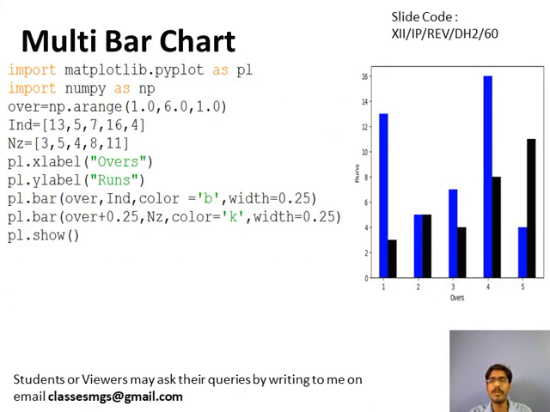Now we will see how we can draw multiple bars in the same graph. A multi-bar graph is basically used to display two data sets in the same bar graph. Like we want to display the data of two overs of the two teams. In the first over, India scored 13, but New Zealand scored 3 runs. In the second over, India scored 5 and New Zealand scored 5. In the third over, India scored 7, New Zealand scored 4. In the fourth over, India scored 16 and New Zealand scored 8. In the fifth over, India scored 4 and New Zealand scored 16.